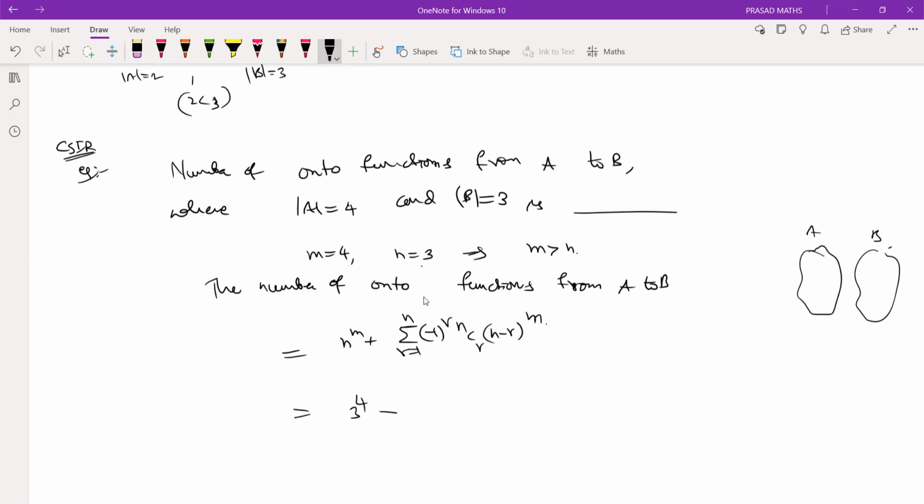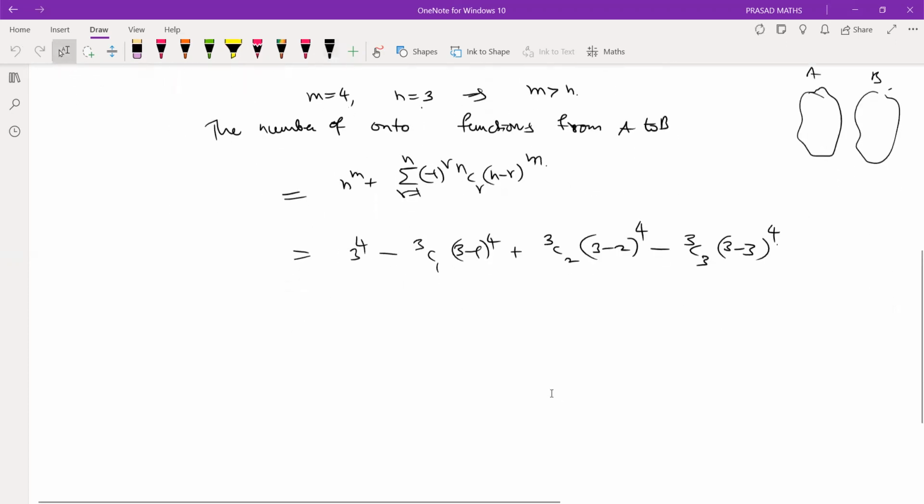What is my n? 3. So 3C1, (3 minus 1) whole power 4. Alternately change the sign: 3C2, (3 minus 2) whole power 4, minus 3C3, (3 minus 3) whole power 4. You need to change the sign alternately. What is 3 power 4? 81. This is 3 into 16. 3C2 is nothing but 3. 1 power 4 is 1. And 3 minus 3 is 0.